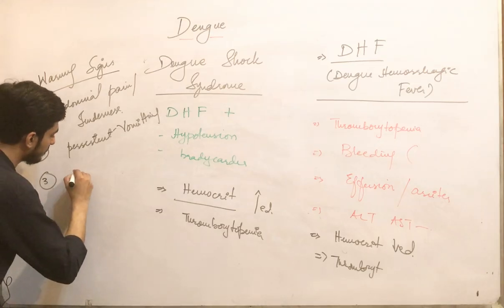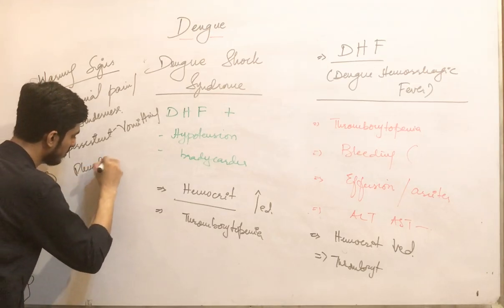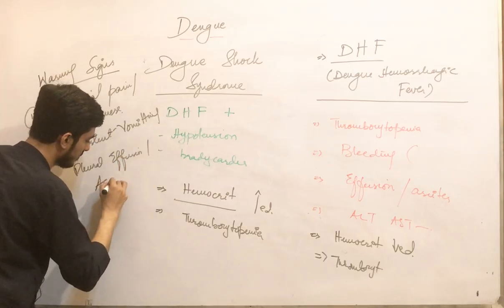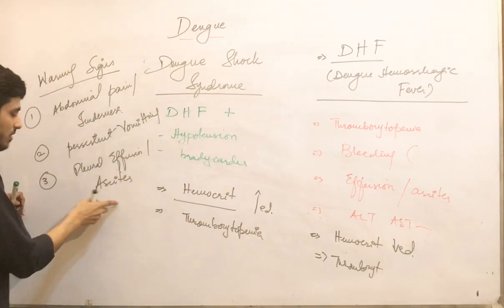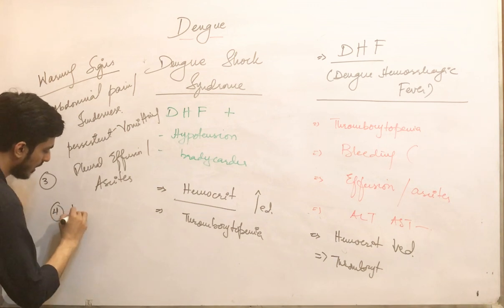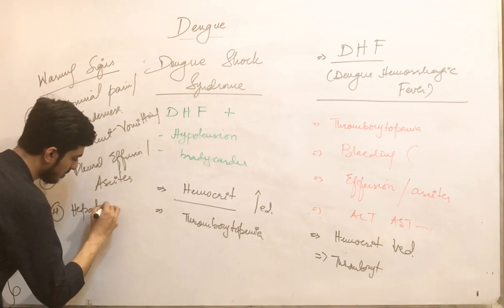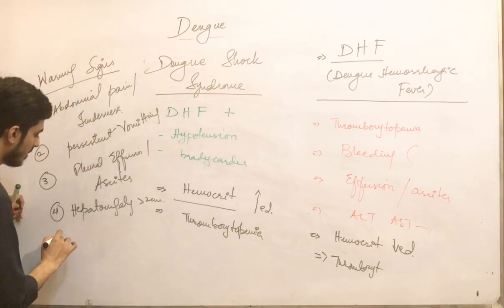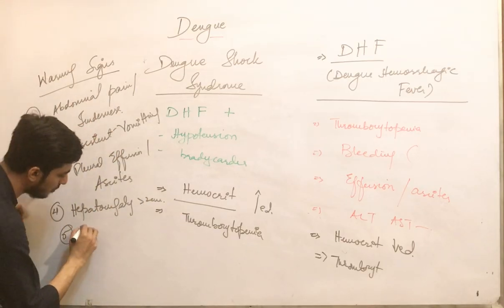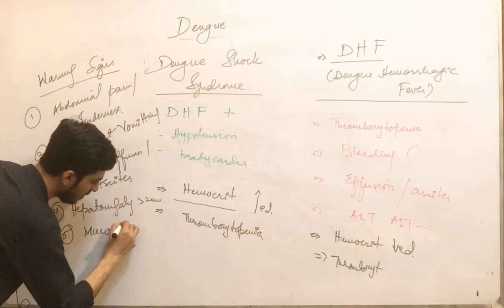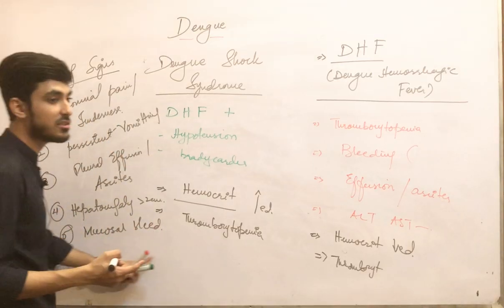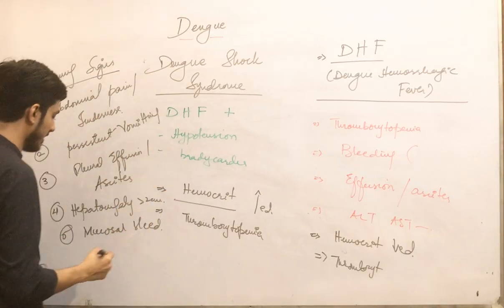Then we have effusion, ascites, these two things. Then hepatomegaly greater than 2 centimeter. Then we have the mucosal bleeding, very important, because thrombocytopenia can lead to bleeding, and if the patient is bleeding, this is also a warning sign.